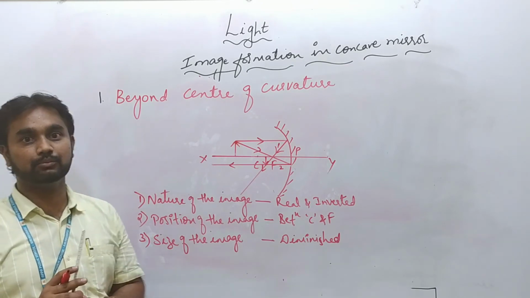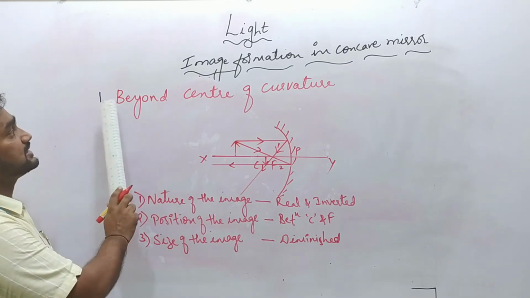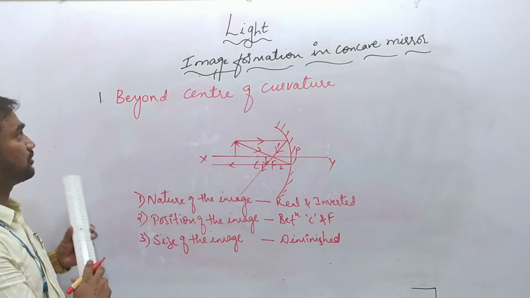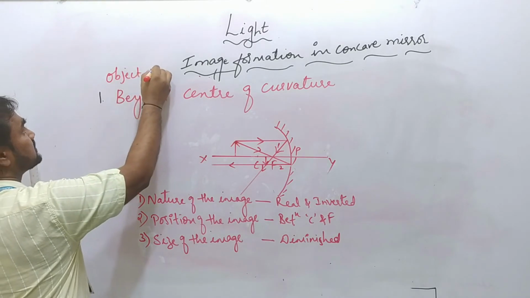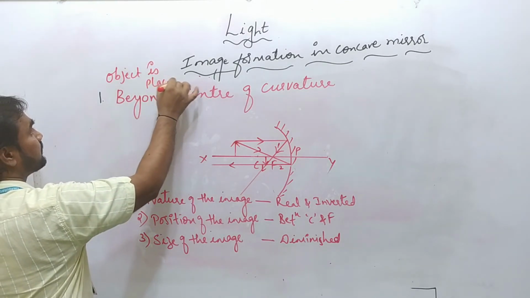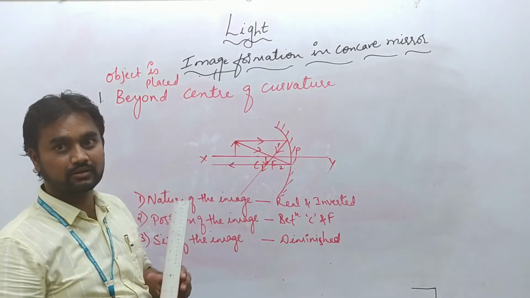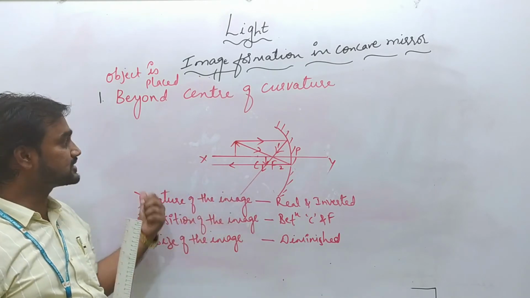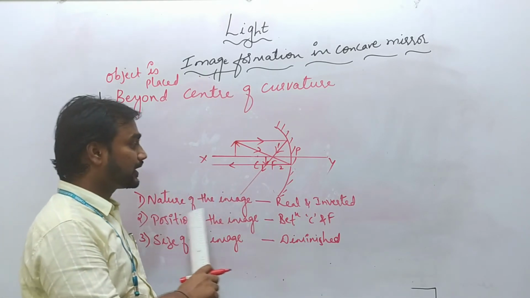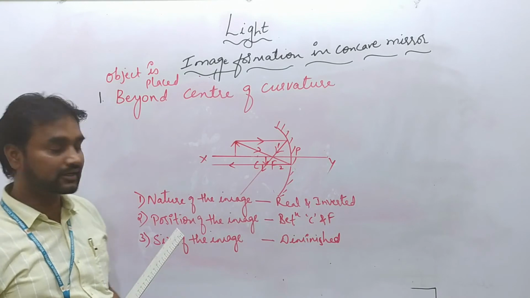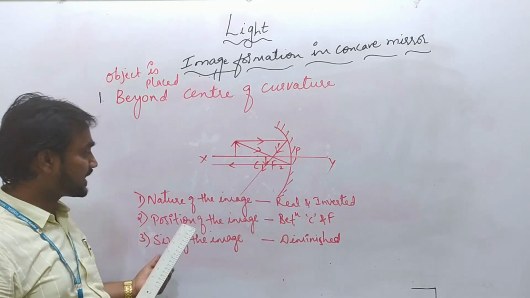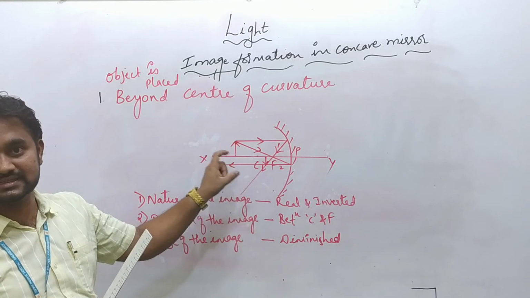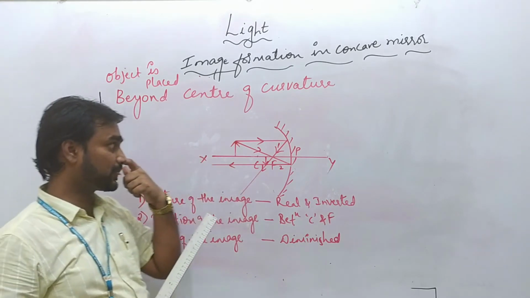Is that clear? Second point. So when the object is placed beyond the center of curvature, the nature of the image is real and inverted. The position of the image is between C and F, and the size of the image is smaller than that of the object. Is that clear?